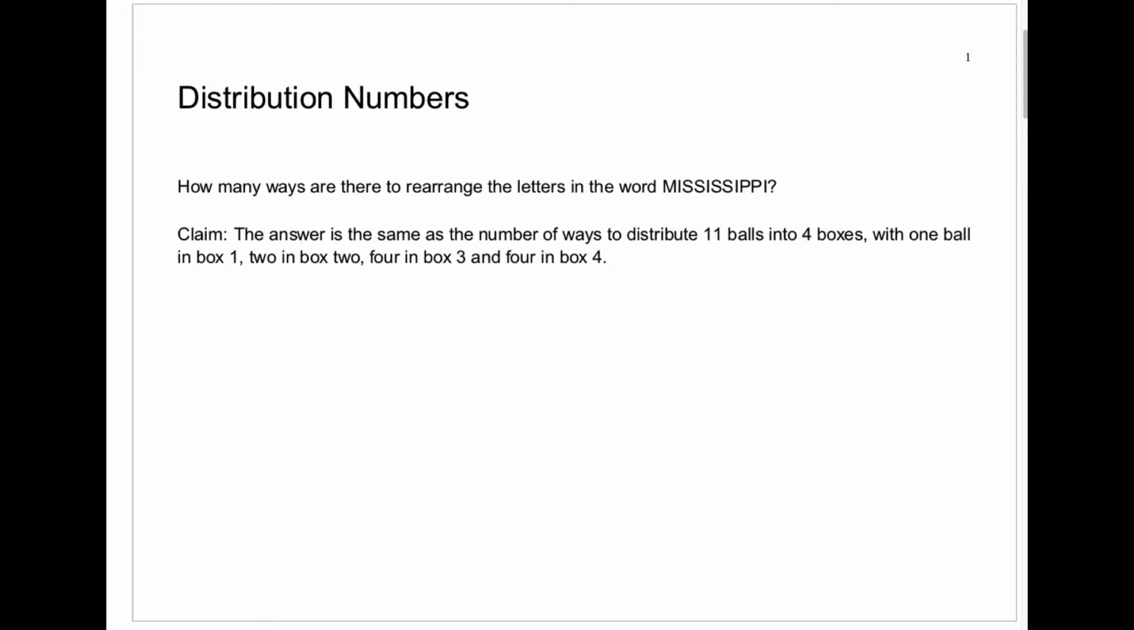Well, what I want to do is claim that the answer, whatever it is, is the same as the number of ways to distribute 11 balls into 4 boxes, with 1 ball in box 1, 2 in box 2, 4 in box 3, and 4 in box 4. We can see that by thinking of the boxes as the letters. Box 1 we identify with M, box 2 with P, box 3 with I, and box 4 with S.